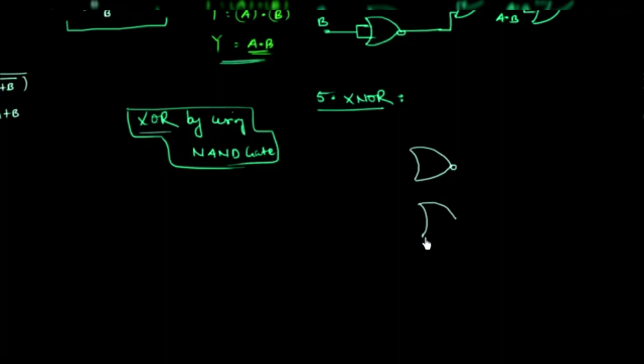Four NOR gates are required to implement the XNOR gate. And if you remember the last presentation, four NAND gates were required to implement the XOR gate. And this implementation is very important.